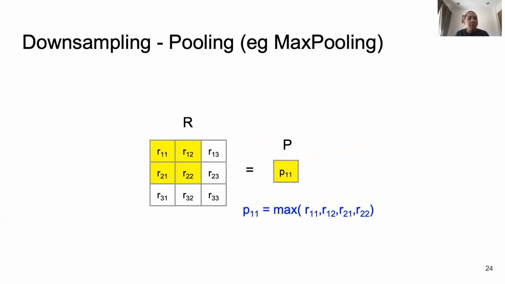Downsampling is an important operation in CNNs. It is usually applied after the convolution and activation function. A popular and simple downsampling operator is max pool. In this slide, we can see how four elements are merged into one. P11 is simply the maximum among the four highlighted elements.